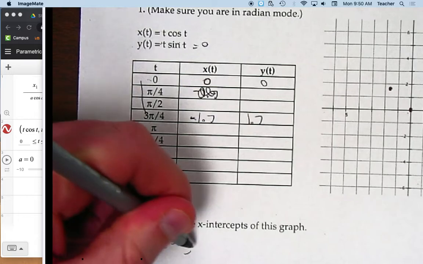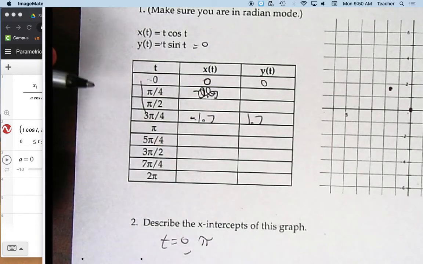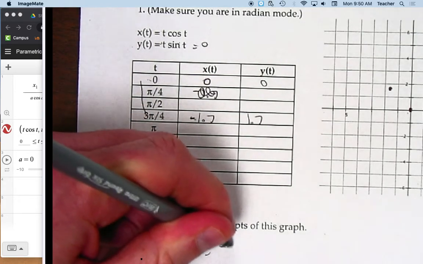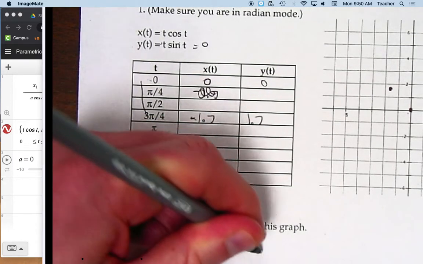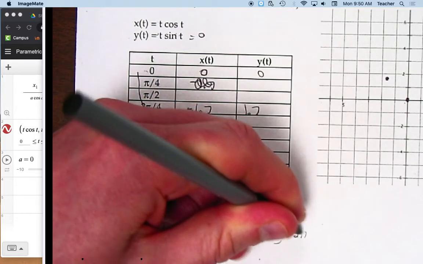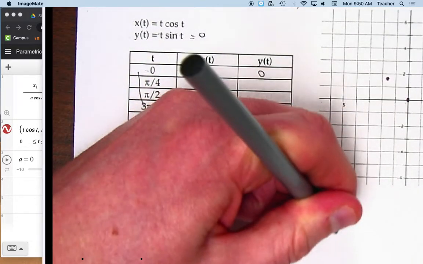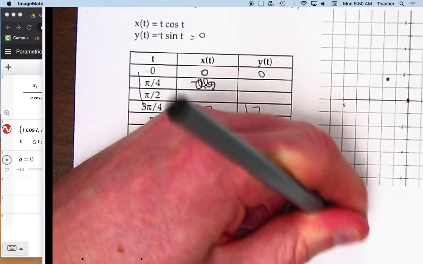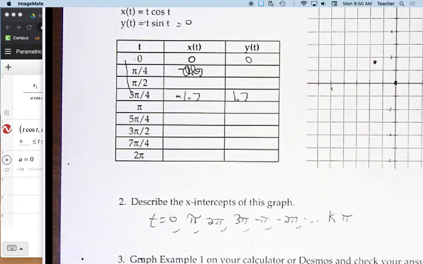And so when t is pi, from our unit circle, we know 2 pi, 3 pi, and of course we could go negative time, we could go negative pi, negative 2 pi, and so forth. And so basically it's any multiple of pi.